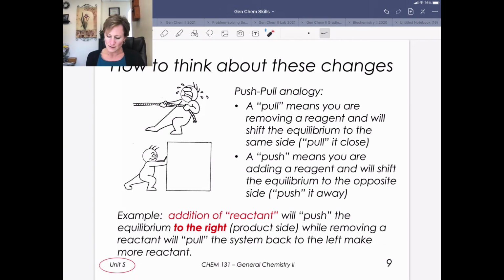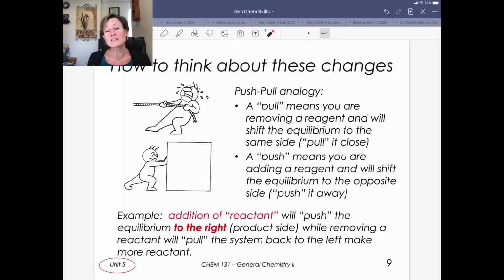We're going to pull it close. A push means we're going to add something into our equilibrium, and we're going to shift the equilibrium to the opposite side. We're pushing it away. Okay, so again, addition of a reactant will push the equilibrium to the right. Removing a reactant pulls it to the left.